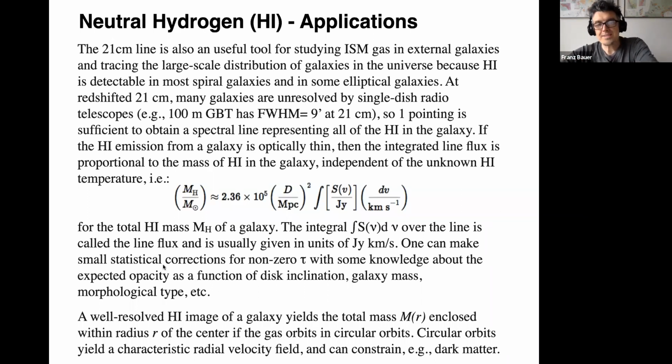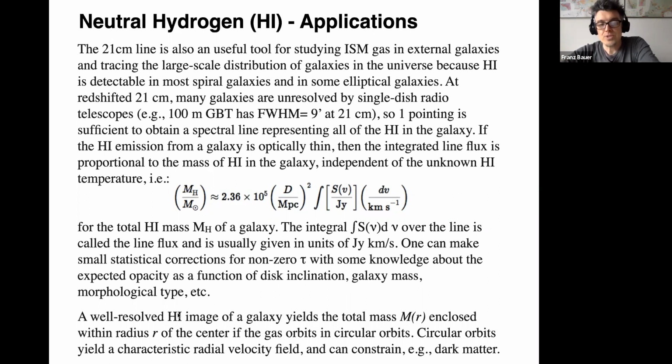You also want to make corrections for disk inclination and what the galaxy mass is, or the morphological type. These things correlate with some ratio of opacity. So some of the hydrogen is going to be optically thick, some is going to be optically thin, and so you can correlate that and calibrate this.